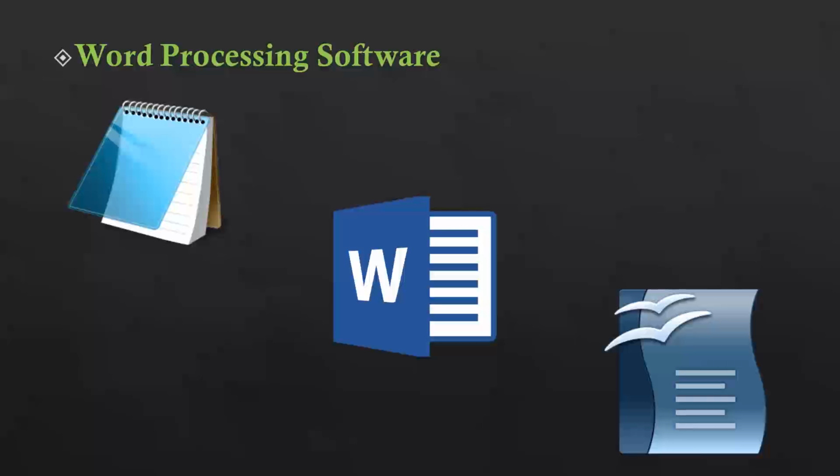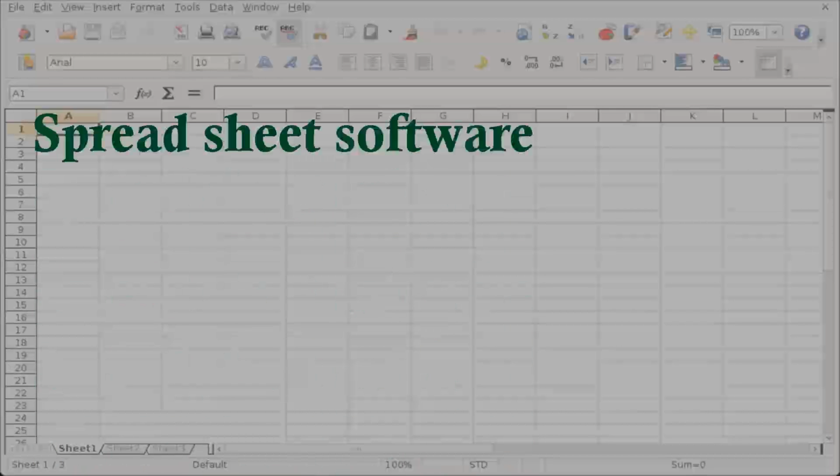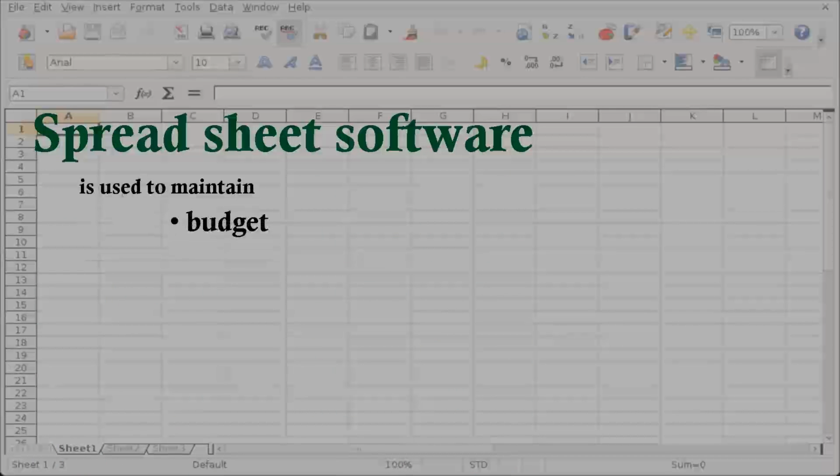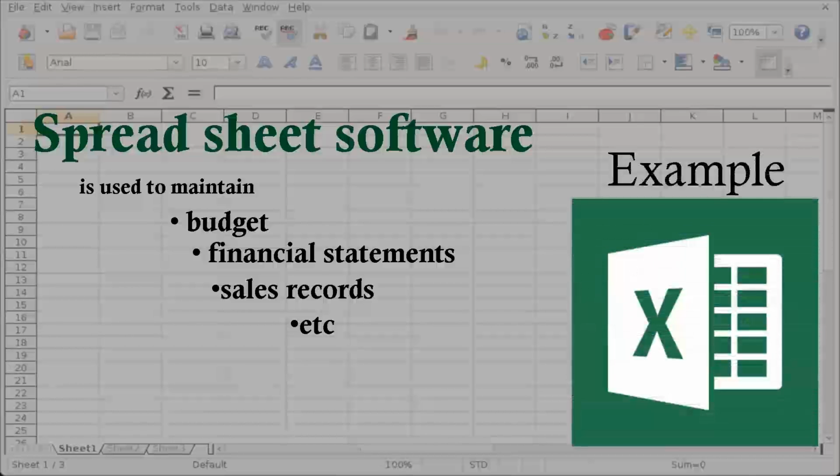Coming to the next, that is the database software. Database software is a collection of related data. The purpose is to organize, manage, and edit data. MS Access, dBase, and Oracle are some of the examples. Spreadsheet software, on the other hand, is used to maintain budgets, financial statements, and sales records. It allows the users to perform simple to complex calculations on the numbers entered in the rows and columns. MS Excel is one of the best examples of a spreadsheet software.